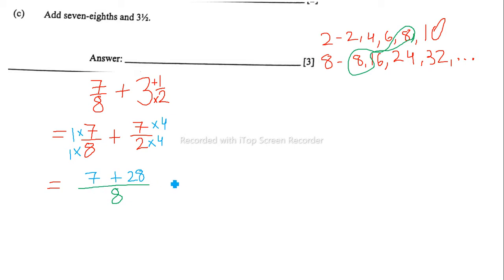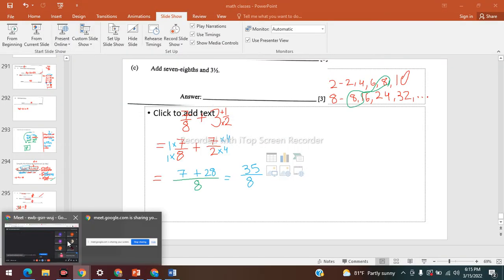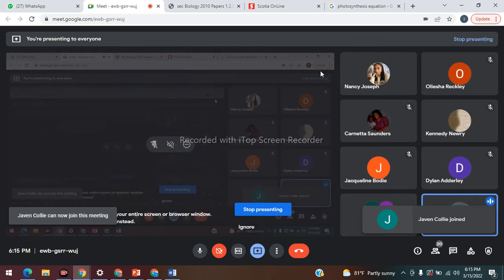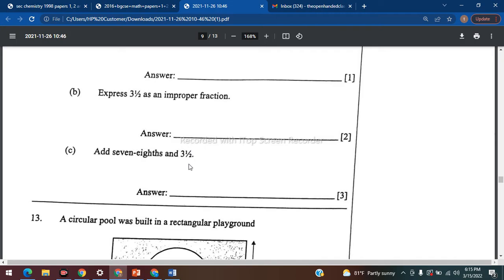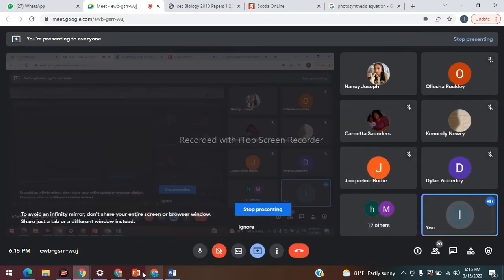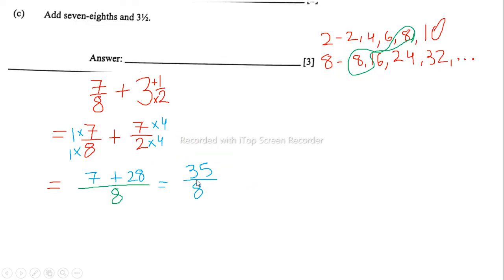All right, and so we add here. What is 7 plus 28? 35. So the answer is 35/8. Now, they didn't say that we must convert it to a mixed number, but I'm still going to convert it to a mixed number. So the answer is 35 over 8, but we want to convert that into a mixed number.